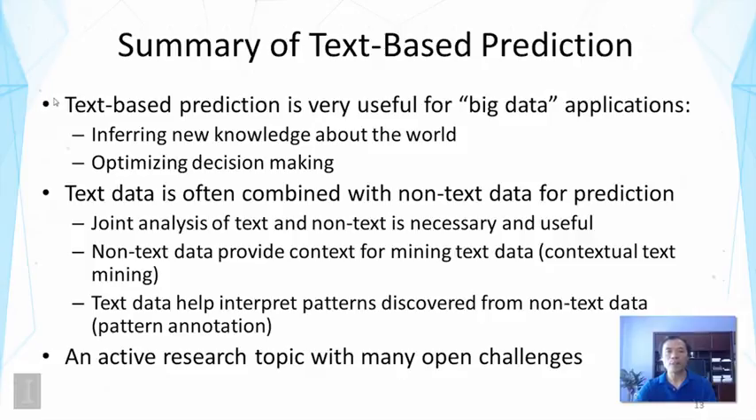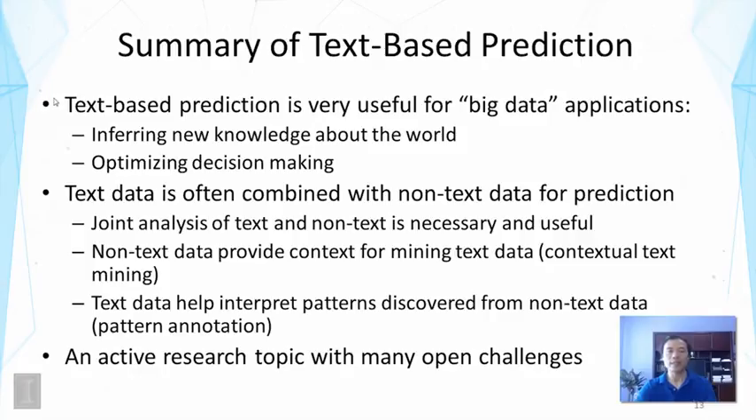Text data is often combined with non-text data for prediction, because for the prediction purpose, we generally would like to combine non-text data and text data together, to get as much clue as possible for prediction. And so as a result, joint analysis of text and non-text is very necessary, and it's also very useful.